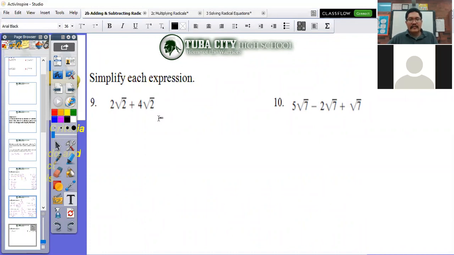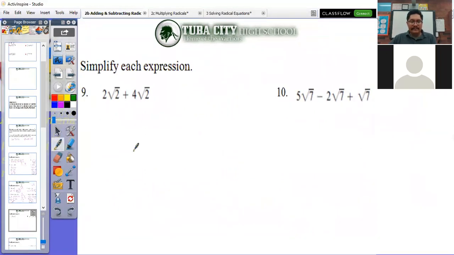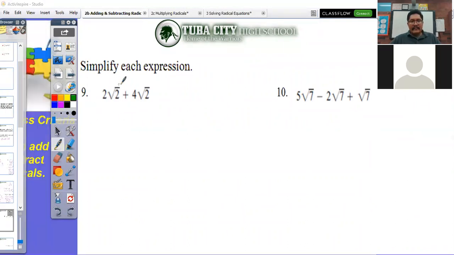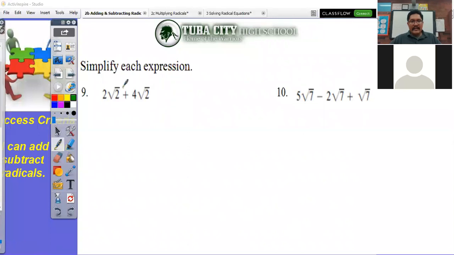So let's go ahead and continue from where we left off. We are adding and subtracting radicals. So remember, the first thing we've got to look for is like terms. In radicals, you're looking for like radicals: numbers that have the same index and the same radicand, the number underneath the radical sign.